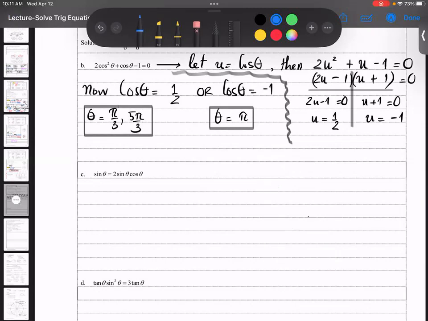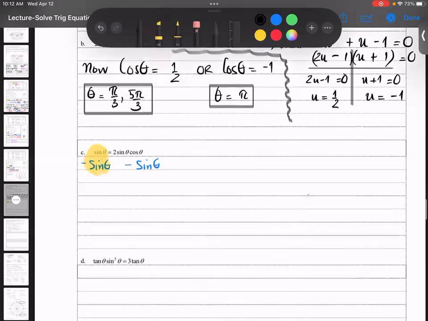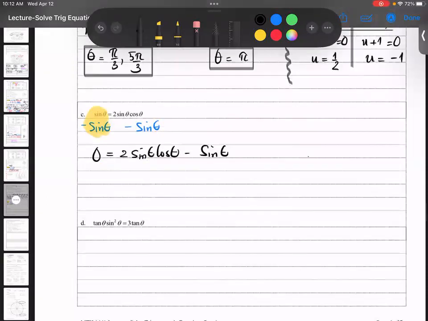So if I can't divide, what can I do? Subtract, right? I'm going to subtract negative sine theta from both sides. You can do it the other way around, but I like this way. So that's canceled. On the left-hand side, that's just zero, equals two sine theta cosine theta minus sine theta. Now, what can I do next? Yeah, you factor out the sine, right? So if I factor out the sine, I have two cosine theta minus one.